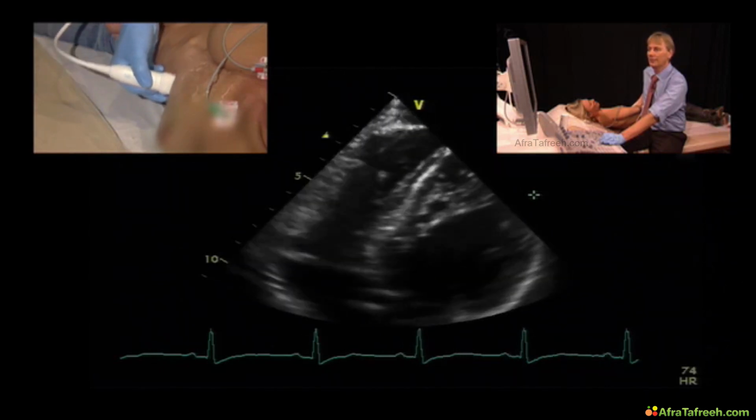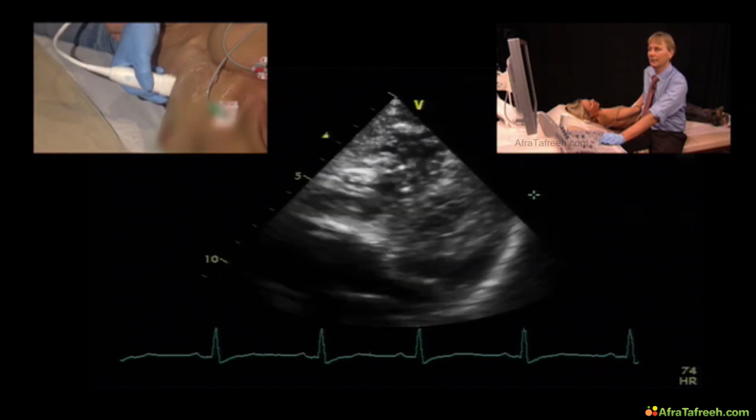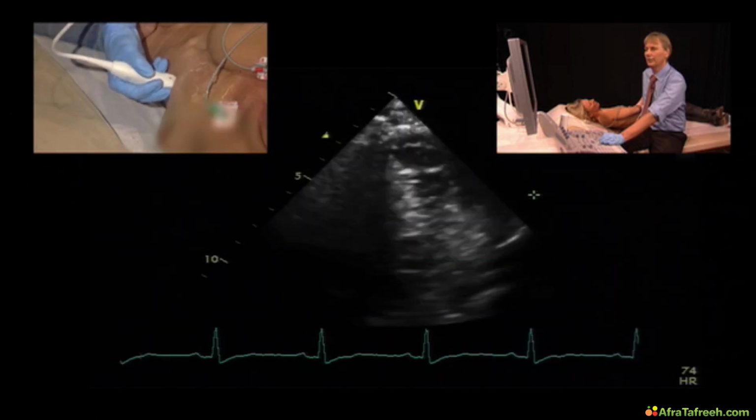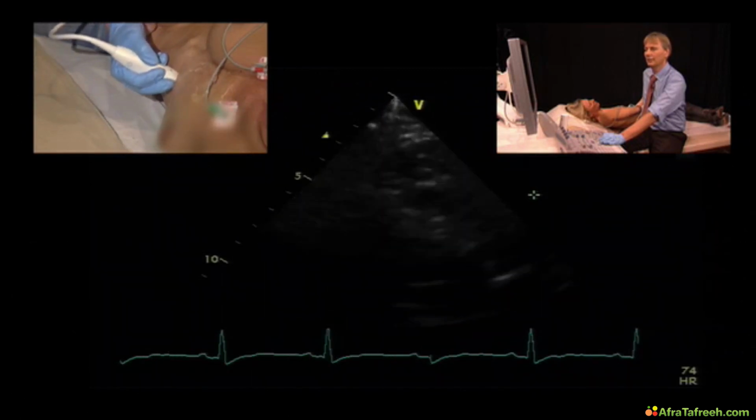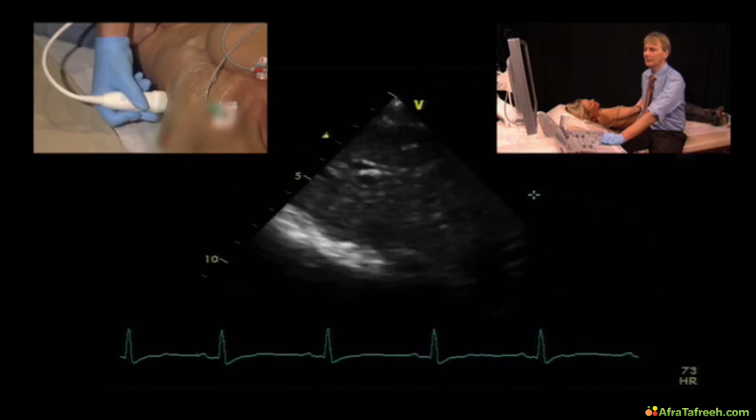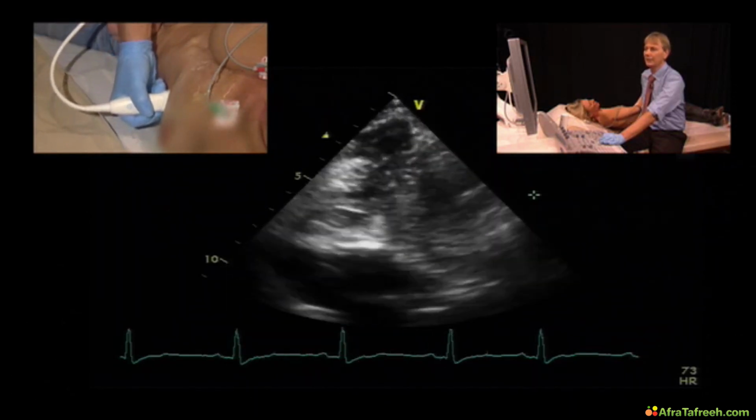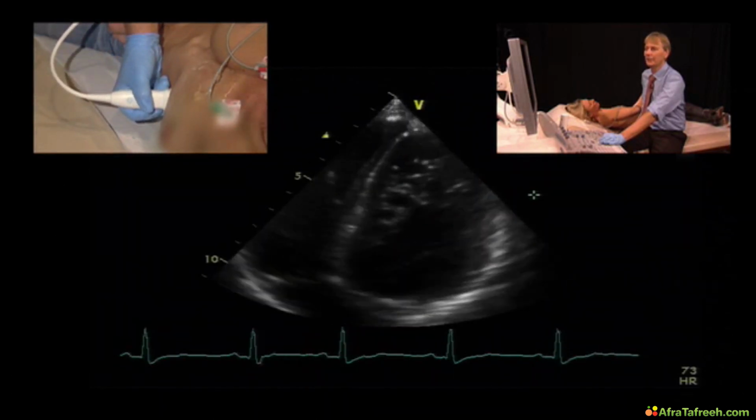It's important in these patients that you really tilt the transducer in all directions so you get a good appreciation of the trabeculations. And also to follow these patients to see what the further developments are.